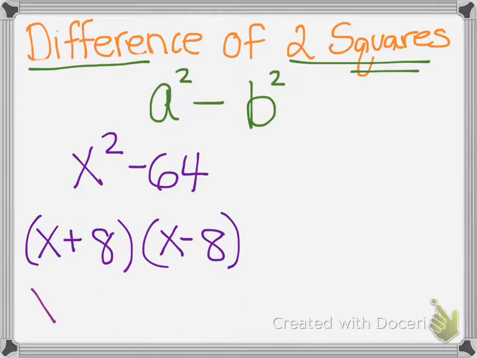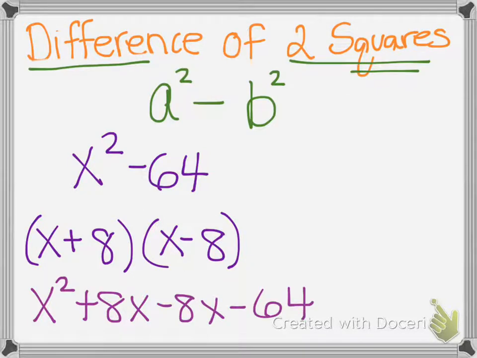this out, I would have x squared plus 8x minus 8x minus 64. So one is always positive, one is always negative, because we need these two middle terms to cancel out, so we only have two terms in our original problem.